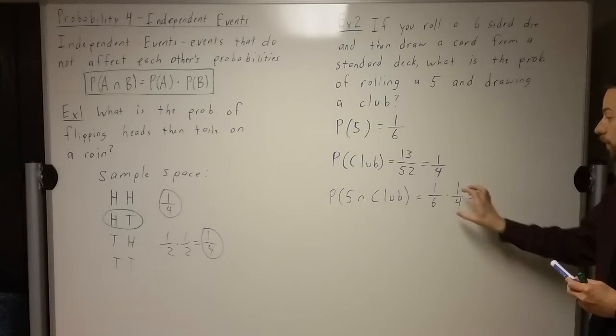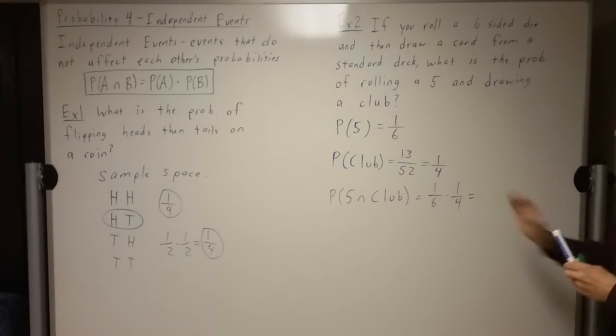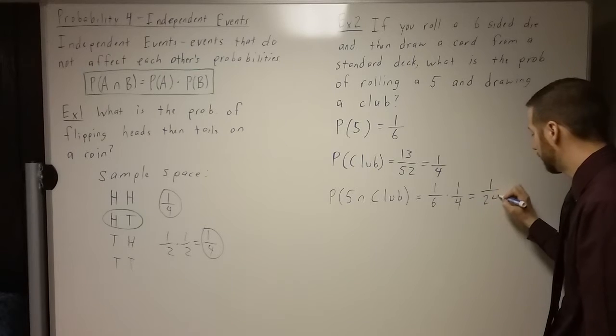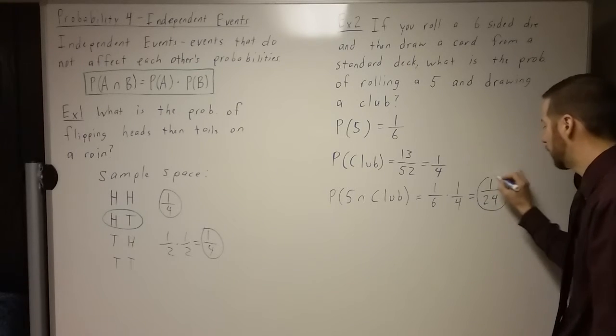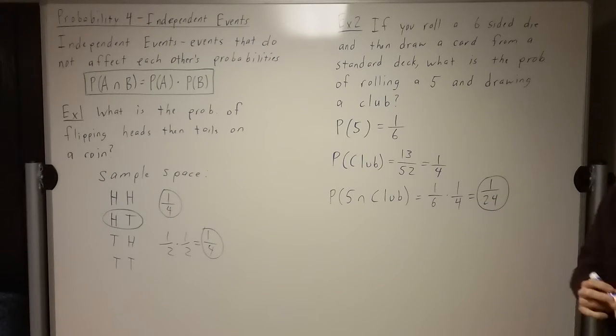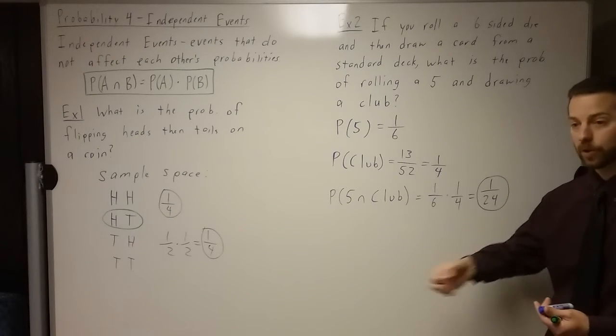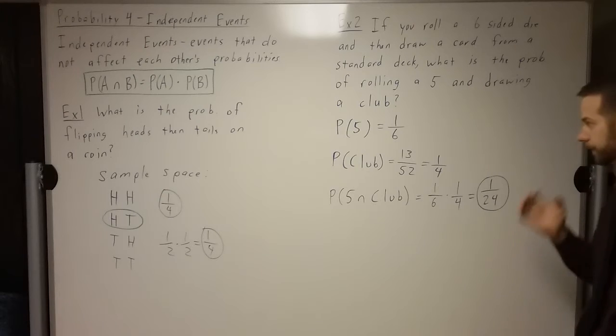And 1/6 times 1/4, if I multiply these out, remember multiply straight across for fractions, we get 1 on the top, we get 24 on the bottom. So there's a 1 out of 24 chance that if you roll a die and pick a card, that you're going to roll a 5 and then pull a club out of that deck of cards.